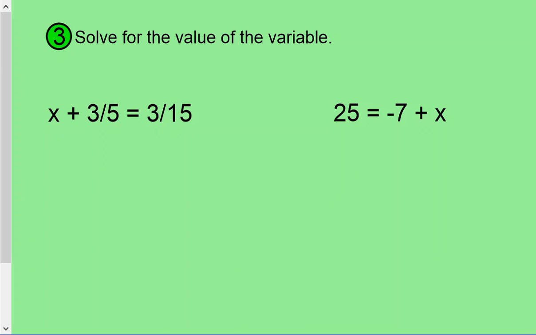Alright, a couple more for you to do on your own, so go ahead and pause now. Try these 2 examples and then come back and see how you did.